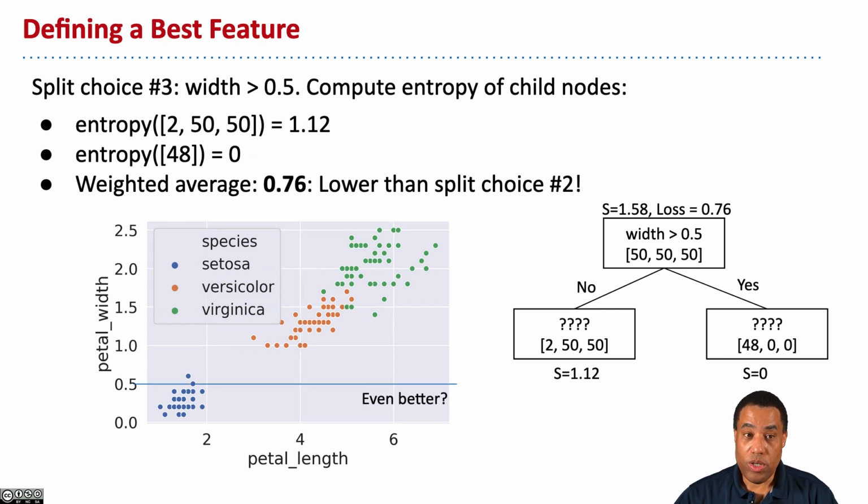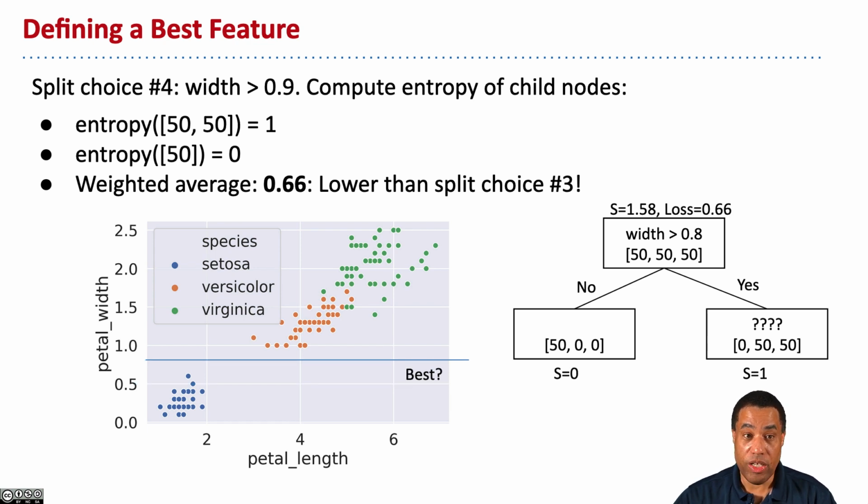If we look at choice 3, where our width is greater than 0.5, our entropy on the left is 1.12, and our entropy on the right is 0. And so our weighted average is 0.76. That's better than split choice number 2. But what would happen if we just move that horizontal line up a little bit so we captured all of the setosa on the right? That would be if we set the width to 0.9.